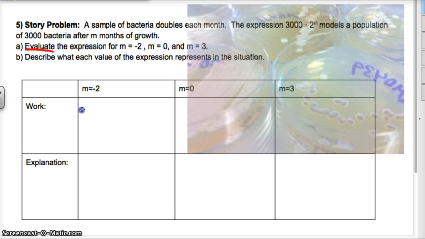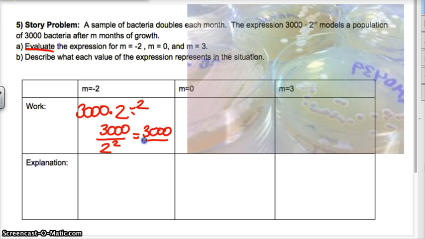So let's try it here. 3,000 times 2 to the -2nd power. Well, I know that negative exponents make fractions. The only thing the -2 is touching is that 2, so the 3,000 is staying and the 2 to its exponent is dropping. So it's 3,000 divided by 2 to the 2nd power, which is 4. I'm going to grab my calculator to divide it, and it ends up being 750 bacteria.